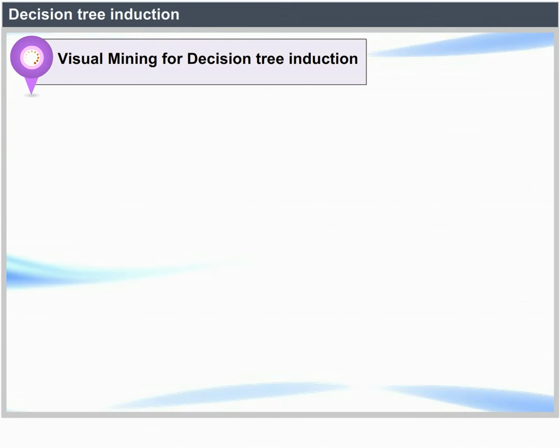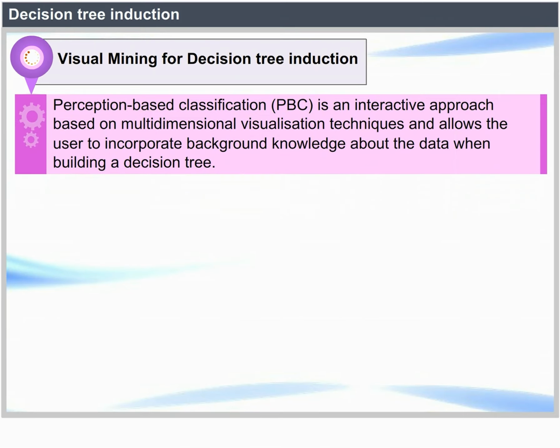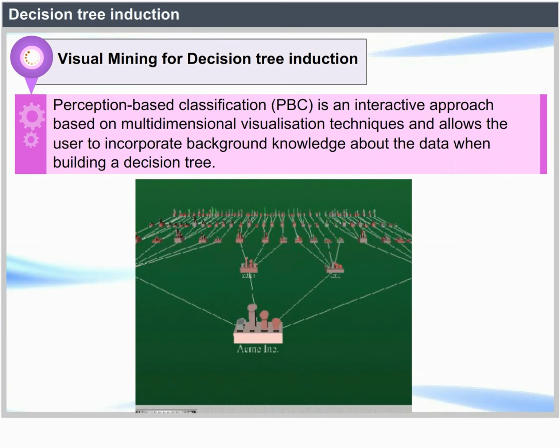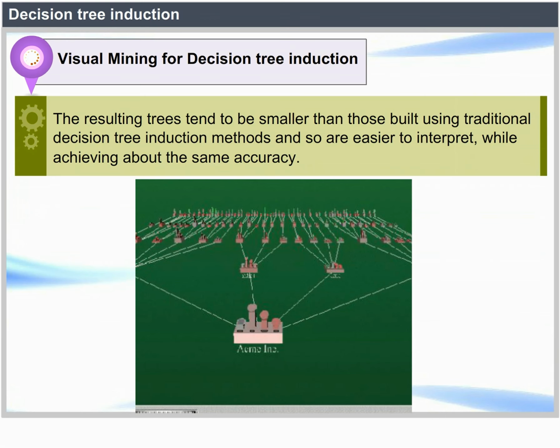Visual mining for decision tree induction. Perception-based classification, PBC, is an interactive approach based on multidimensional visualization techniques and allows the user to incorporate background knowledge about the data when building a decision tree. The resulting trees tend to be smaller than those built using traditional decision tree induction methods and so are easier to interpret while achieving about the same accuracy.